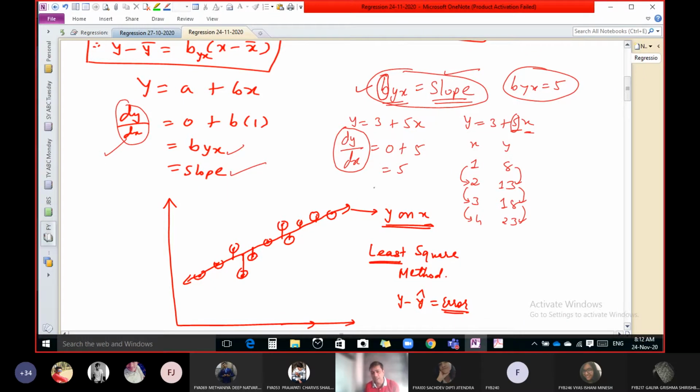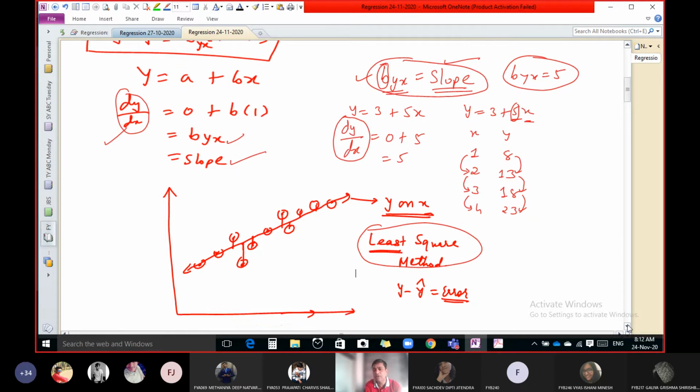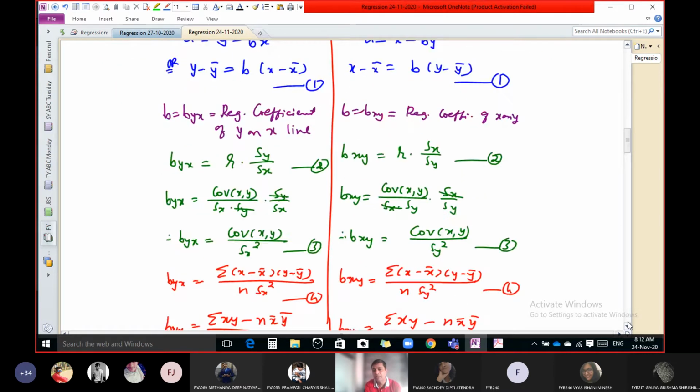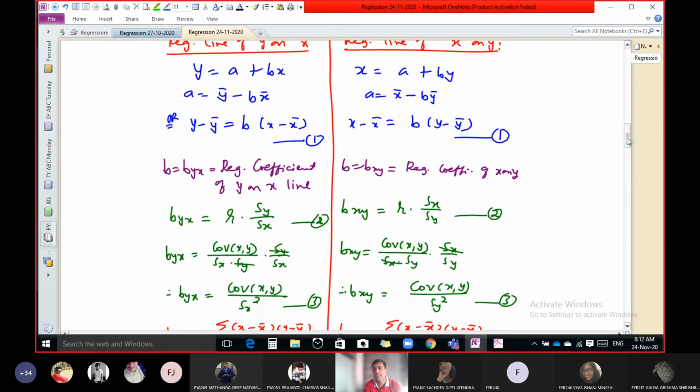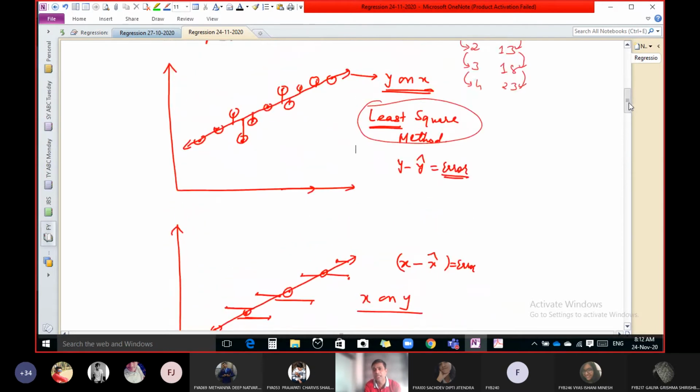The answer to that is the least square method. By using the least square method, we are able to get the value of b. Because there are two variables x and y, there are two regression lines. One is y on x, the other is x on y. In the y on x regression line, we can estimate the value of y for the given value of x.